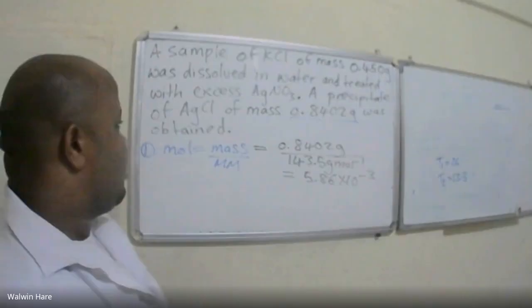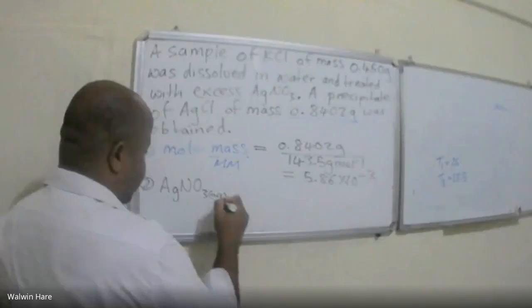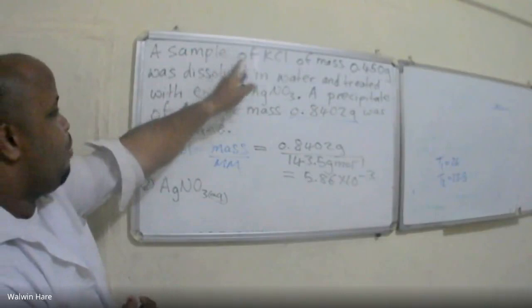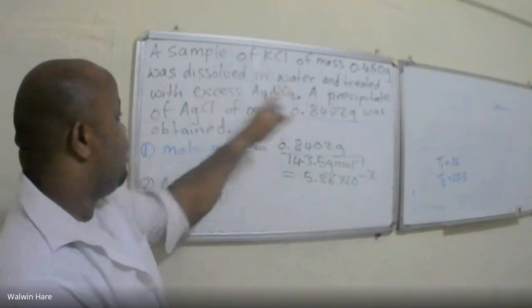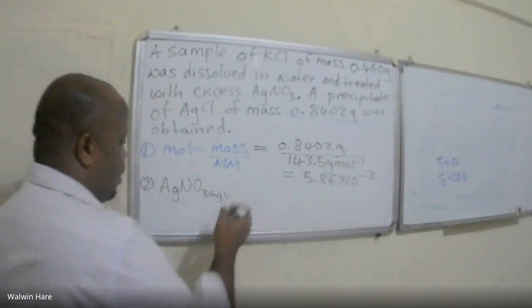Sir, would we use the AgCl to find the KCl? Yes, that's what we would do. So tell me the equation I wrote. Sir, AgNO3 aqueous plus KCl aqueous reacts to give AgCl solid plus KNO3 aqueous. Right. As in the question, a sample of potassium chloride was dissolved in water and treated with excess silver nitrate. That means the reaction is taking place between a solution of KCl and excess silver nitrate. So that is what will be on the reactant side: potassium chloride and silver nitrate.